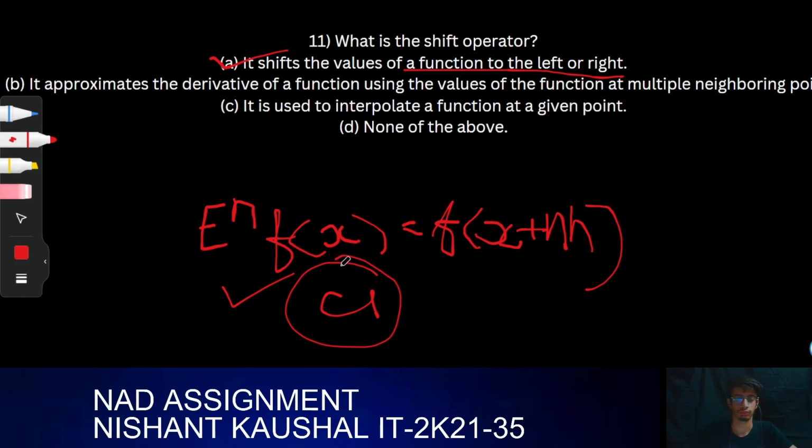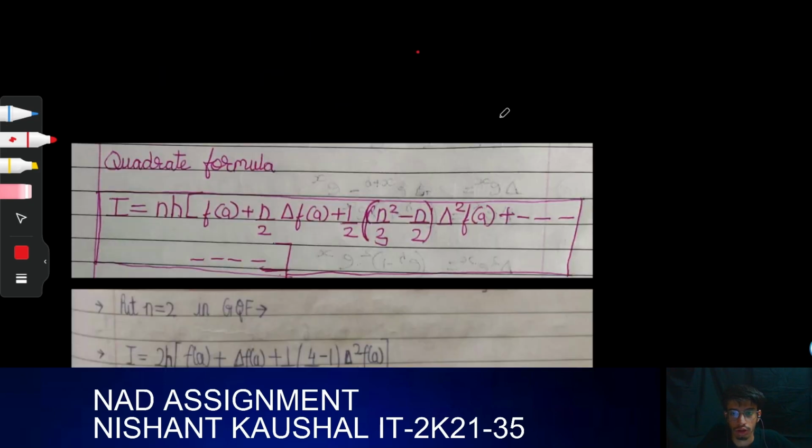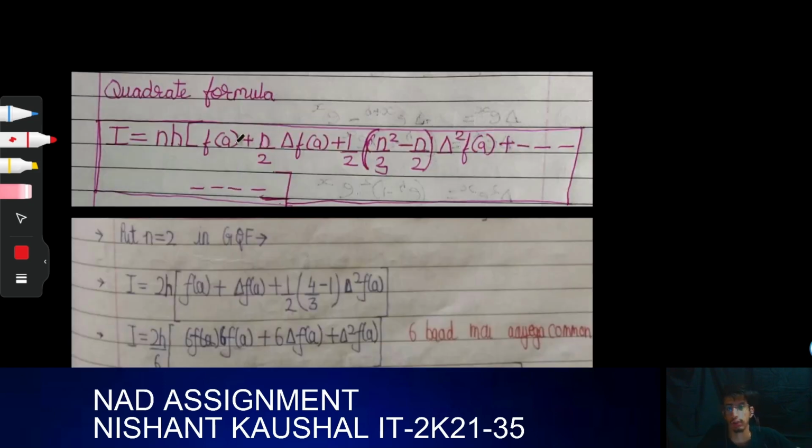Let us proceed to question number 12. What is the order or accuracy of Simpson one-third rule? So accuracy means up to which highest degree the polynomial can be integrated. So in Simpson's one-third rule, it will be 2, because let's see with quadratic formula.